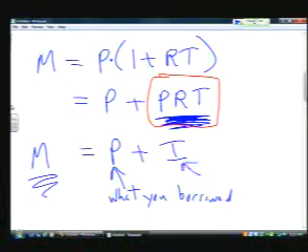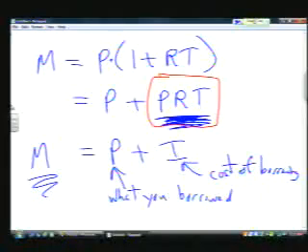And this was the cost that the bank charged you for borrowing the money. It was the cost of borrowing. So the principal is what you borrowed, plus the bank's cost, or the bank's charge, for borrowing that money. And that's what you have to pay back. That's the maturity value.